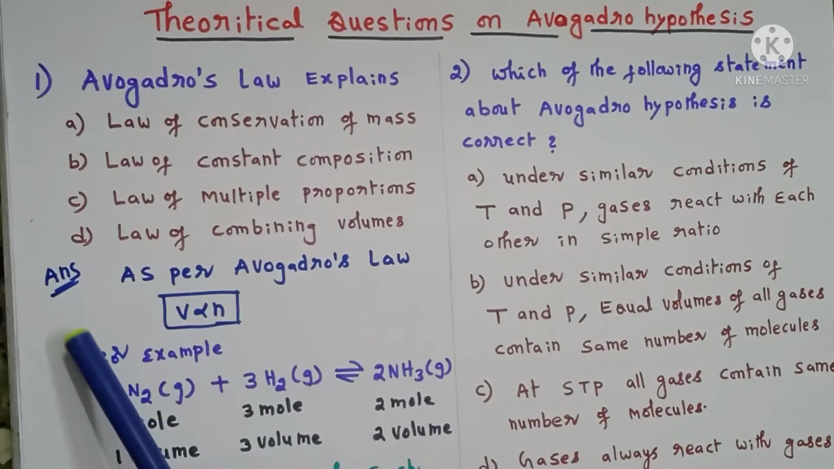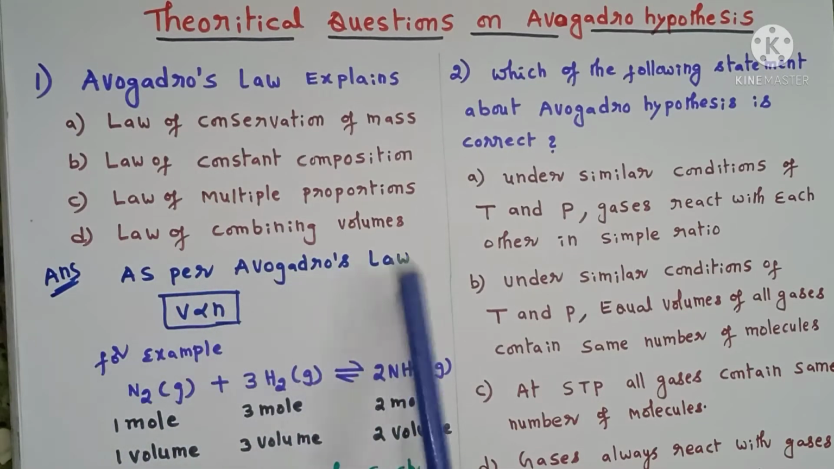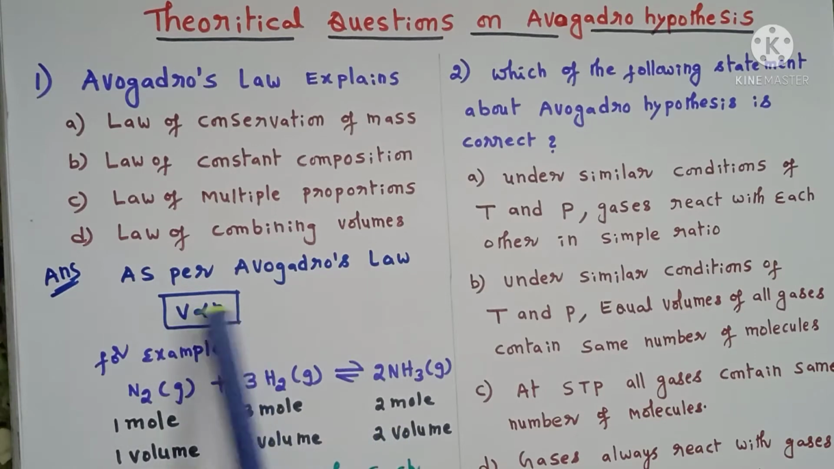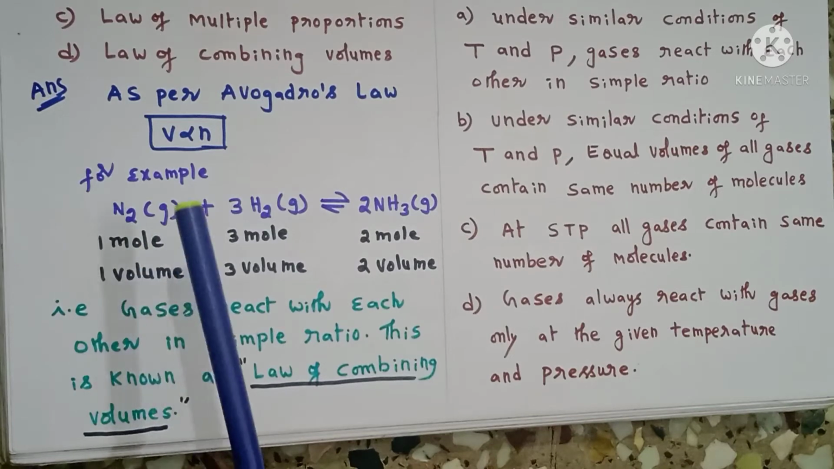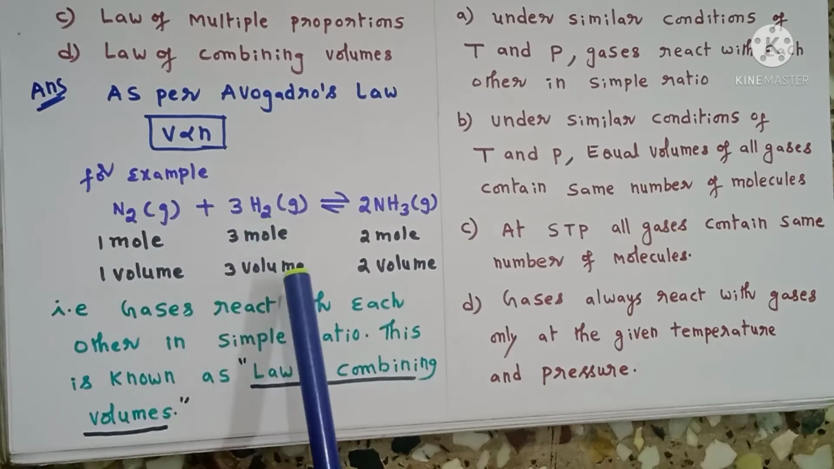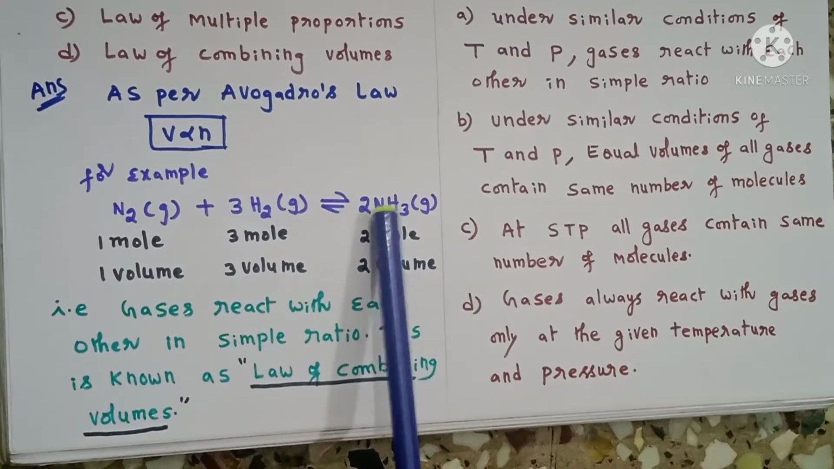Now coming to the answer. As per Avogadro's law, V is directly proportional to N. Suppose in this reaction, nitrogen gas reacts with hydrogen gas and forms ammonia gas. Here 1 mole of nitrogen gas reacts with 3 moles of hydrogen gas and forms 2 moles of ammonia gas. Now V is directly proportional to N, right? So if the number of moles increases, their volumes also increase. So 1 volume of nitrogen reacts with 3 volumes of hydrogen and forms 2 volumes of ammonia.